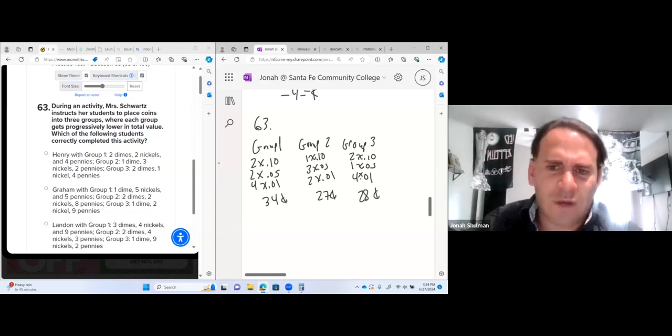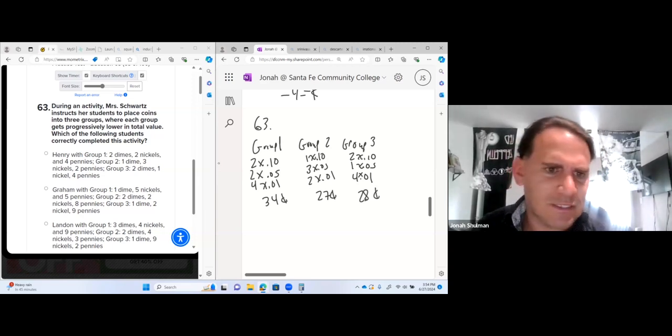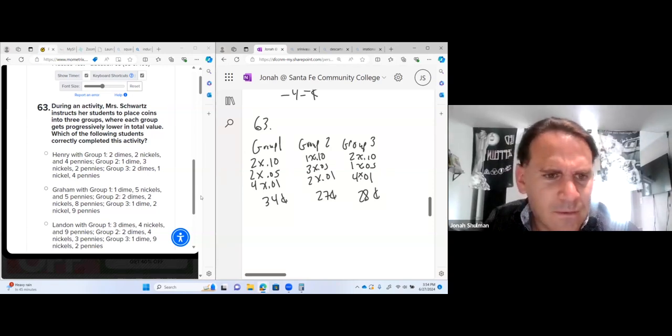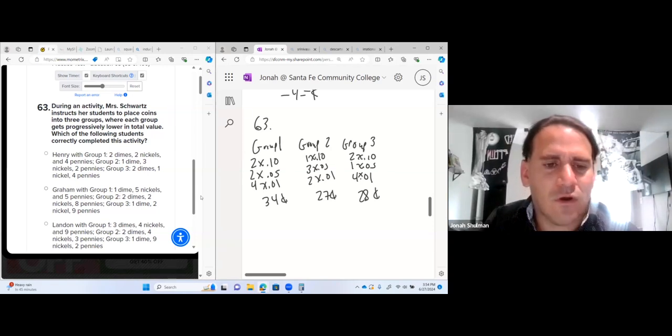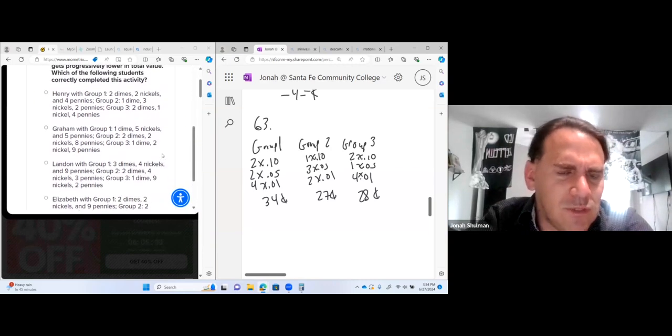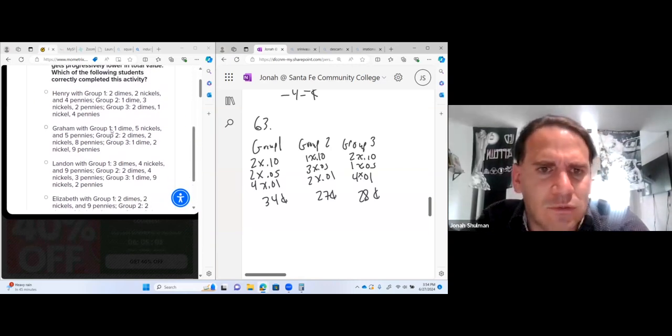So we want to go lower in value. So 34, 27, 28 is not right. Graham did the 1 dime. Oh, they're all different amounts. So this one's annoying because you've got to do each one separately. So I'm just going to do them together. So we know it's not A. So that's 10.